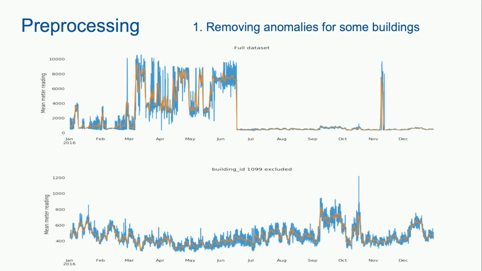So the first thing we need to do is to remove anomalies for some buildings. As you see in the first graph, for the full data set, the data have a lot of peaks, which are unusual. And if we, for example, remove building 1099, which I think is just some data which is not true, maybe some problem with the metadata or some bugs with the meters, and if we exclude this building, we see that the data set becomes better. We can see it in the second graph.